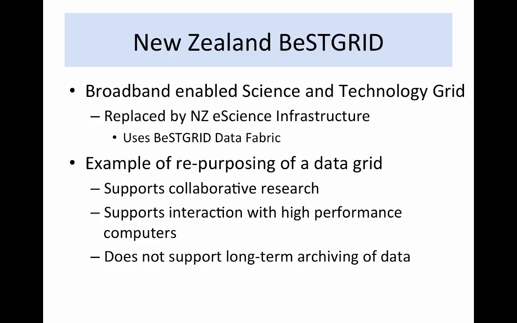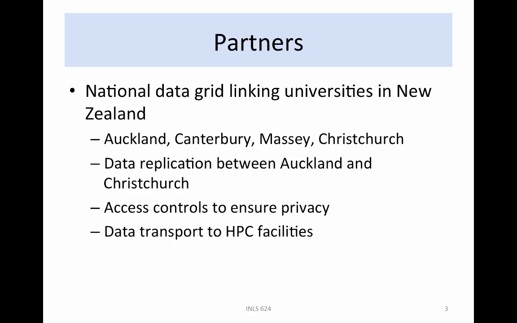The BeSTGRID data fabric was originally established in 2009 to support geo and biosciences. An example is the sharing of seismic data from an earthquake in New Zealand. The data fabric is now part of the New Zealand eScience infrastructure, NESI. The institutions that are linked by the data fabric include universities in Auckland, Canterbury, Massey, and Christchurch. Specific data management services include replication of data sets between Auckland and Christchurch and management of data privacy.